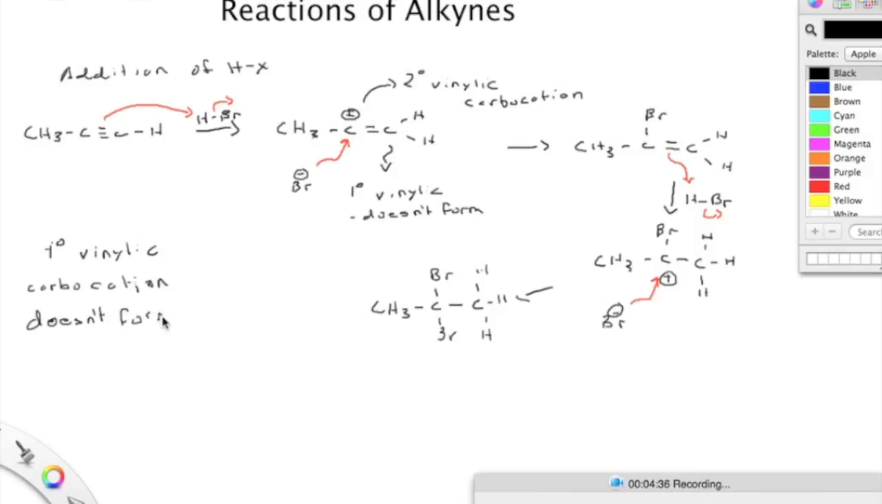And so, therefore, the more highly substituted carbon is the one that gets the carbocation. So more substituted carbon gets the carbocation.